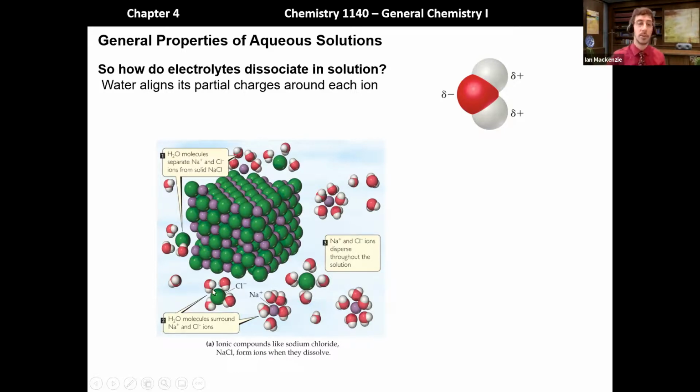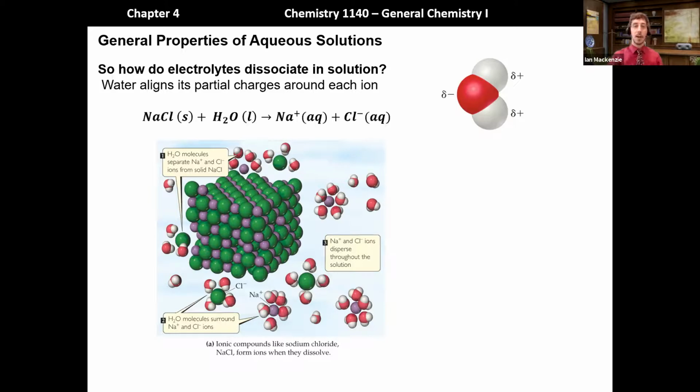So here, if we look at the chloride ion, you'll notice that all of the partial positive ends of water are aligned towards the negatively charged chloride. And so we have negative with positive, and that stabilizes the negative charge. Likewise, the sodium, which is a positively charged ion, all of the negative sides of water are aligned around that to satisfy that charge. And that's essentially how water acts to dissolve ions in solution and how ionic compounds break up.